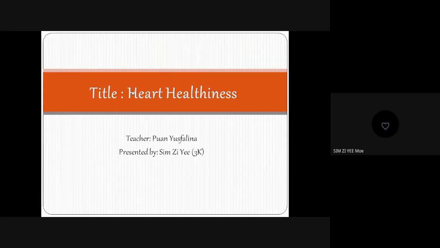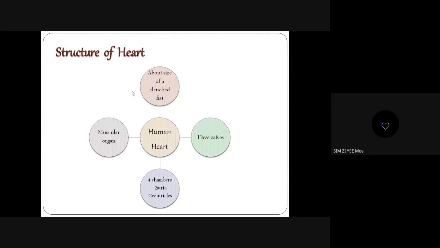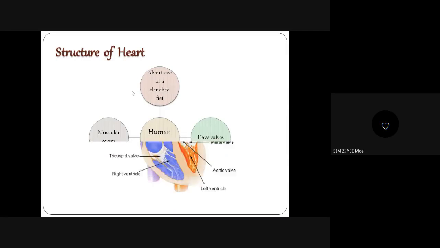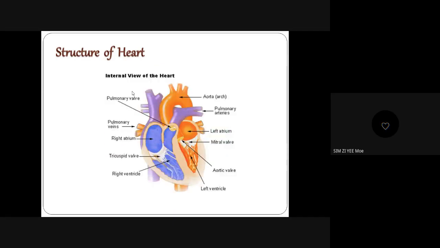Good morning to everyone. Today I want to talk about heart health. First, let me introduce you to the structure of the human heart. The heart is a muscular organ with walls made of cardiac muscle and it is about the size of our fist. It has valves to allow the blood to flow in one direction and also four chambers, which consist of two atria and two ventricles. Here is the picture of the structure of the human heart.